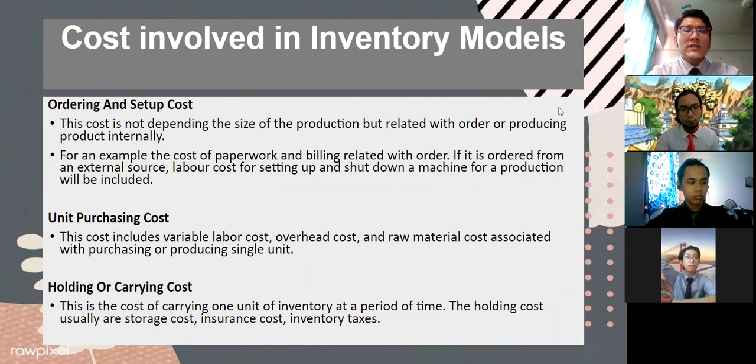This cost includes variable labor costs, overhead costs, and raw material costs associated with purchasing or producing a single unit. And the third one is the holding or carrying cost. This is the cost of carrying one unit of inventory for a period of time. The holding costs usually are storage costs, insurance costs, and also inventory taxes. So I will pass to another presenter for the next slide.